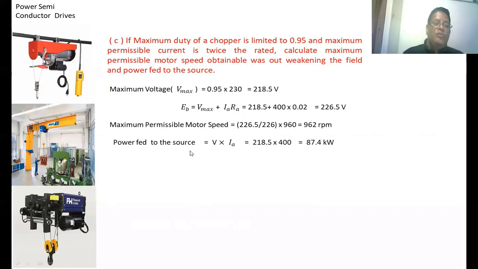The power fed to the source is this voltage into current. The maximum voltage is 218.5 and the current is 400. So we get nearly 87.4 kilowatts, that much maximum power given by the motor to the supply. This is the operation we have taken as braking of a DC motor.